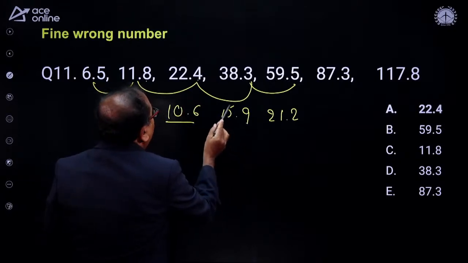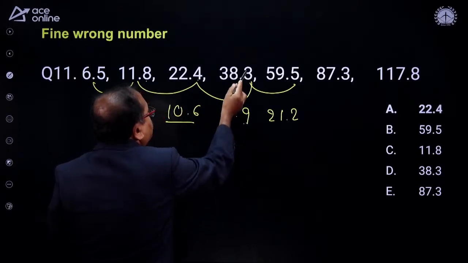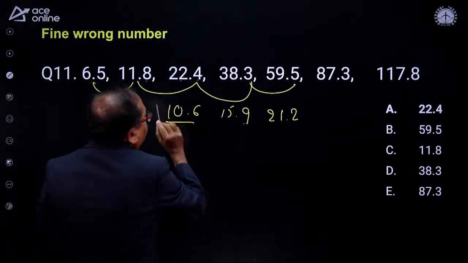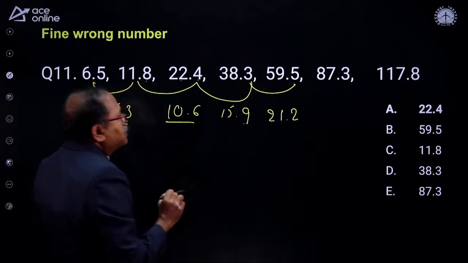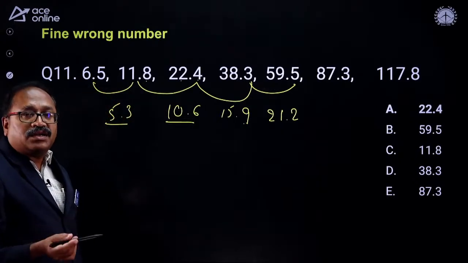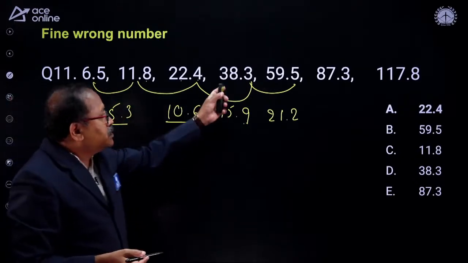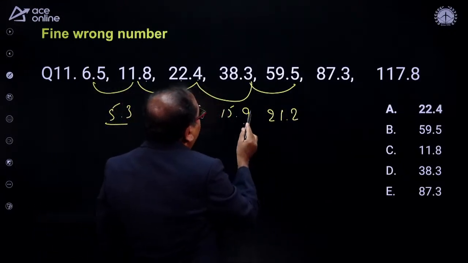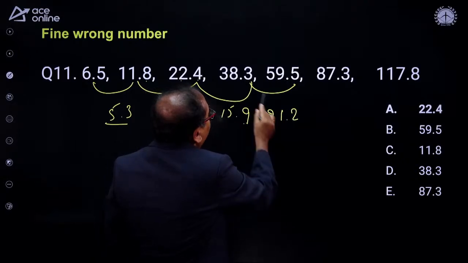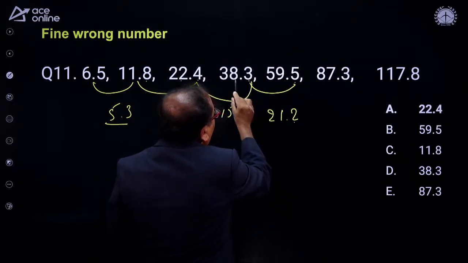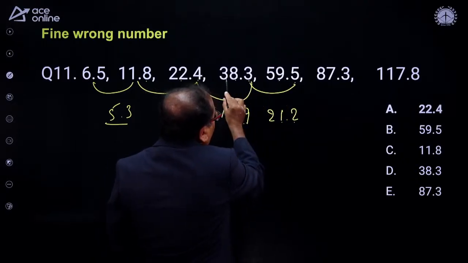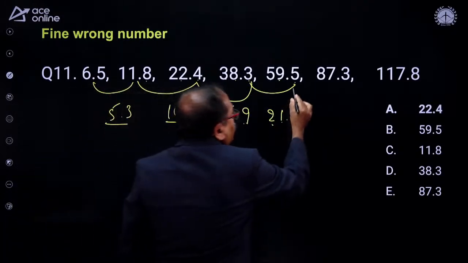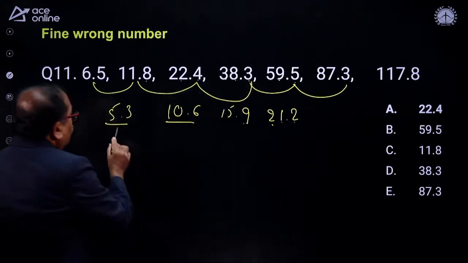So 4 plus 9, we are adding. 4 plus 9 is 13, carry 1. And then 22 plus 1 is 23. 23 plus 15 is 38. Which is there? Yeah, it satisfies. चलिए यहाँ check कर लेते हैं. The difference should be 21.2. So 3 plus 2 is 5. Now 8 plus 1 is 9 and 3 plus 2 is 5. Done. So up to this there is no wrong number.